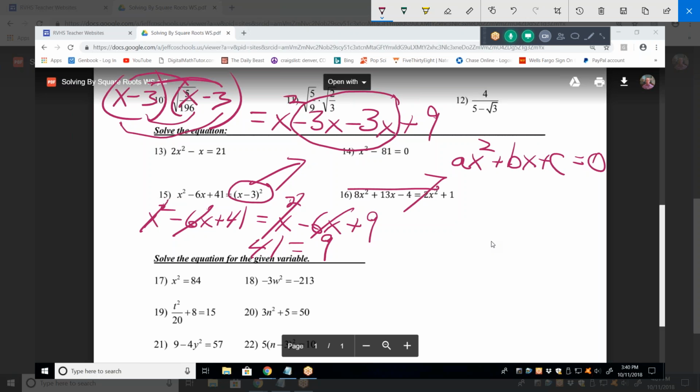41 equals 9. Is it possible? No. It means no solution to that equation. Because I ended up with one number equaling a different number, you can never have that. So I cannot find a value of x that satisfies equation 15. Does not exist. Okay.